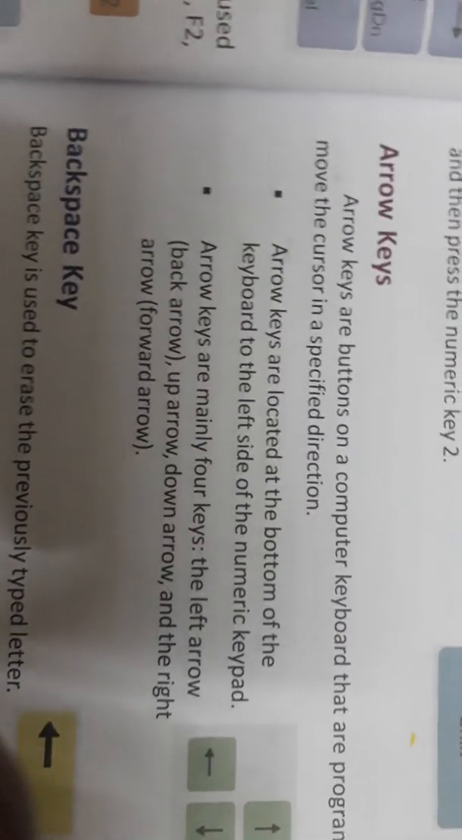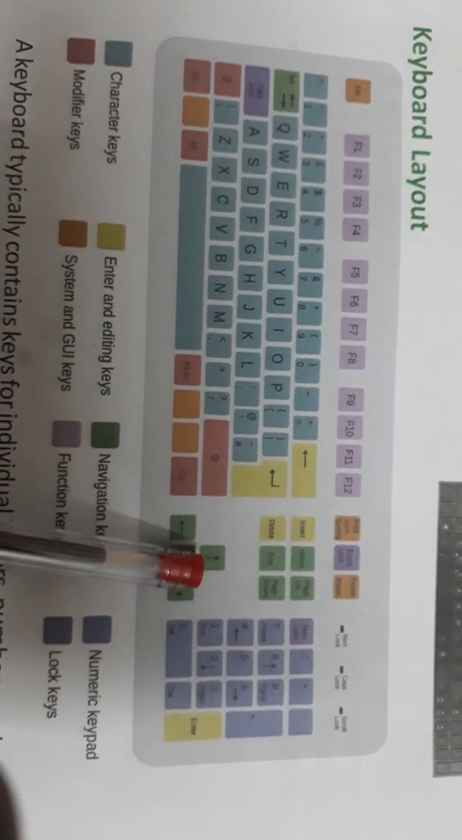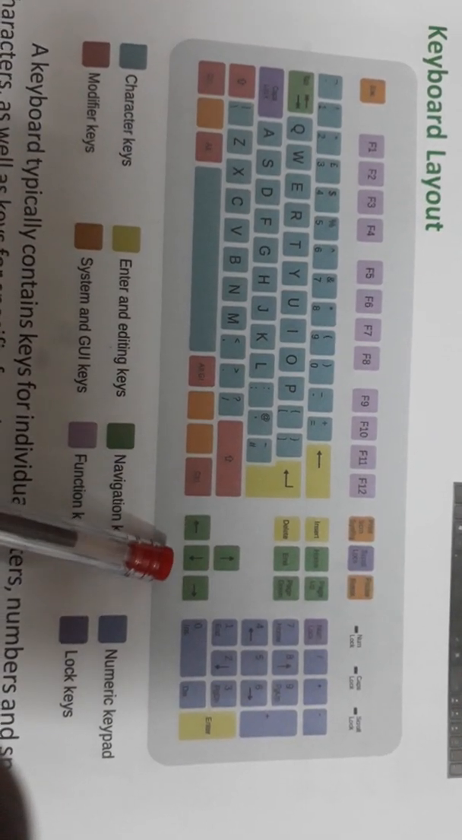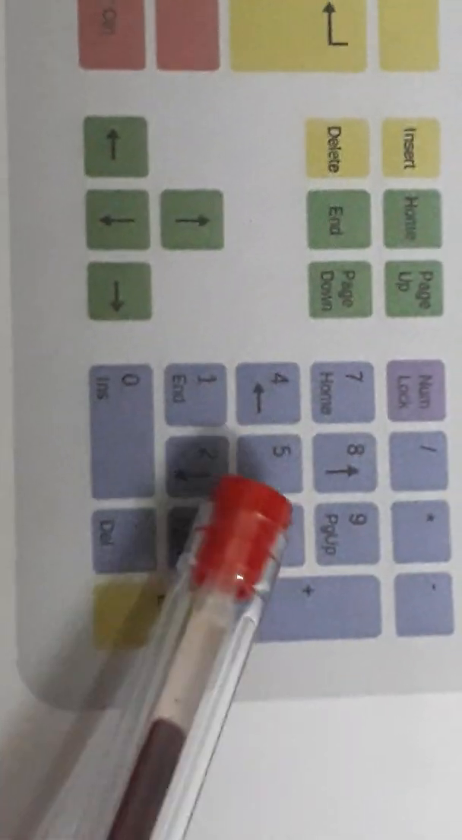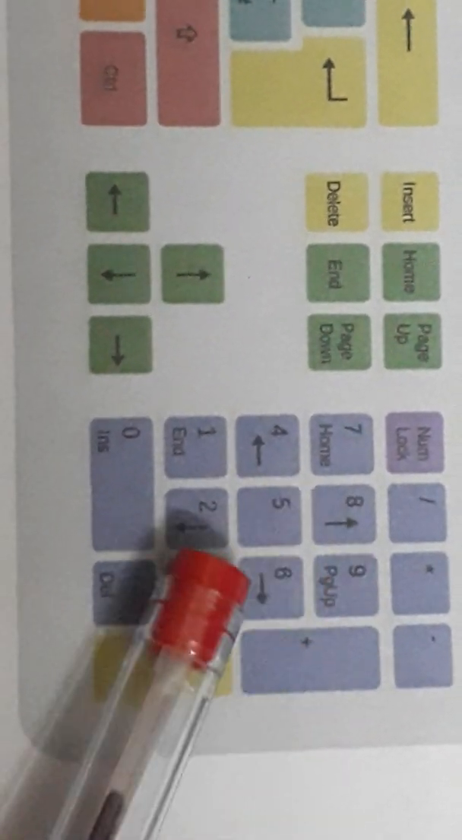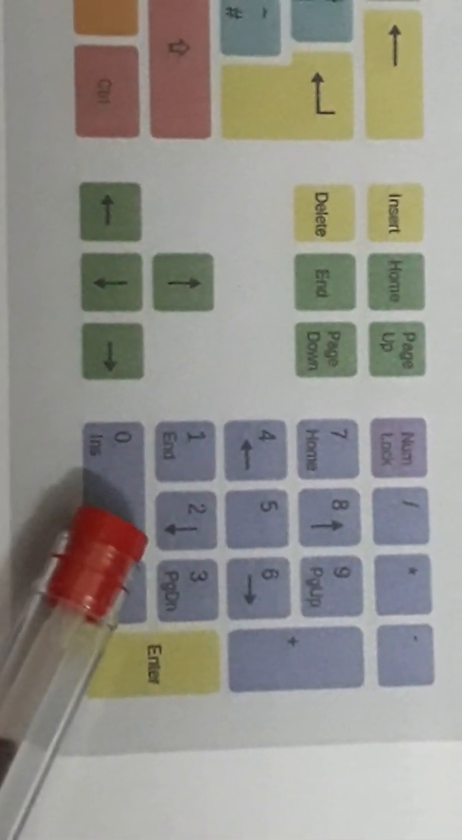Please look at this keyboard. You can see the arrow keys here: up arrow, down arrow, right arrow and left arrow. In your textbook, on the previous page, you can see the arrow keys like this: up arrow, down arrow, right and left. And you can also see arrow keys on the numeric keypad: right, left, top and bottom.